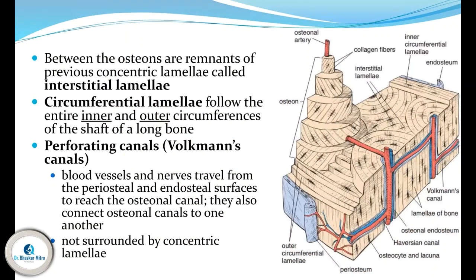Again, these are the different lamellae, and in between there are some channels. These are the Haversian canals, or the Haversian system, through which blood supply and nerve supply go in, and there are some transversely oriented canals. These are called Volkmann's canals, through which the blood supply passes from one area to another. So these are called Volkmann's canals or the perforating canals. The blood vessels and nerves travel from the periosteal to the endosteal surface to reach the osteonal canal, or also through these perforating canals.